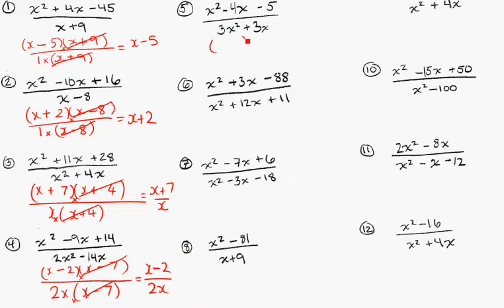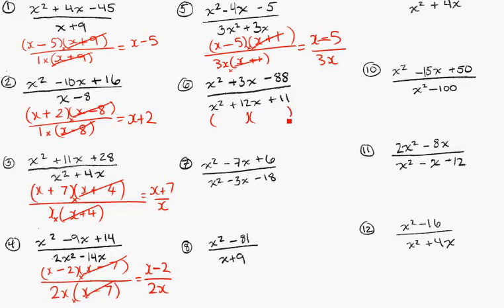Right, number 5. A 3x common to both of those, leaving me with x plus 1. We've got factors. There is a common factor, so we can cancel that, leaving me with x minus 5 over 3x. And once again, no cancelling of the x's because of that minus sign up there. We don't have factors on the top line anymore.